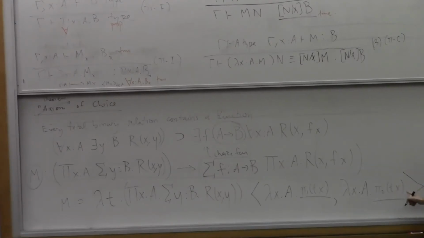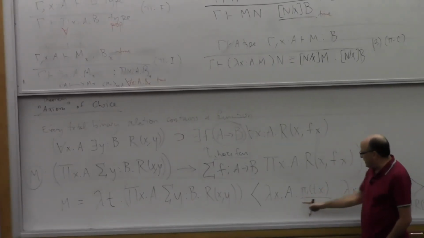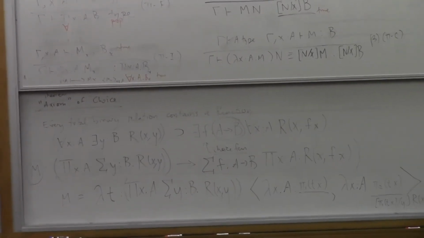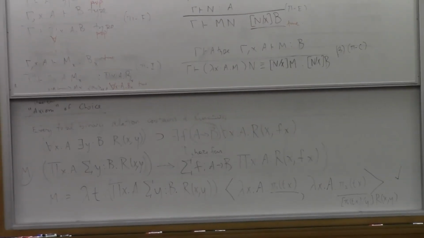Why? Because the type of pi 2 of t of x, remember, is substitute pi 1 of t of x in for y in r x y, which is exactly what I want. In other words, I want r of x, pi 1 of t of x, and pi 1 of t of x is the result of applying this guy to x. And I believe I am done. Okay? And that is, if I didn't screw it up, a correct proof term. So this should be called the theorem of choice. Okay? And that's it. This is a very remarkable thing.